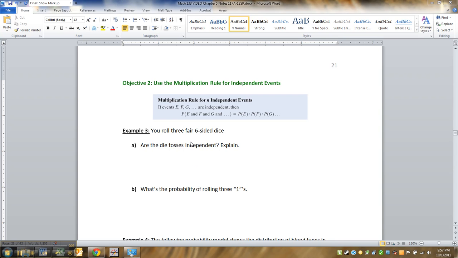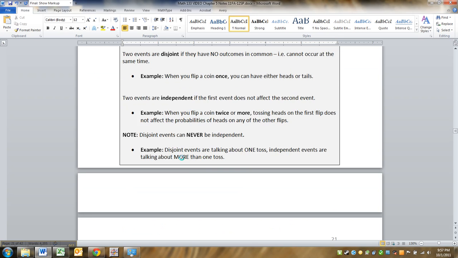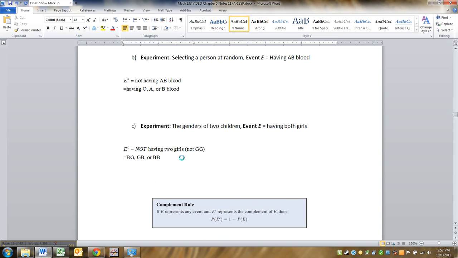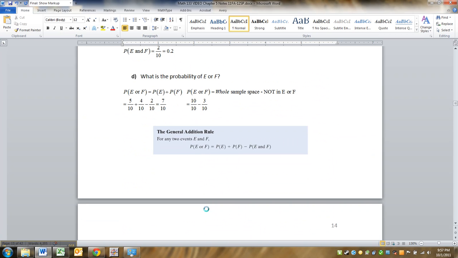Okay, so now it's time to deal with the multiplication rule for n independent events. Now the multiplication rule is how we handle "and." So back in section 5.2, the addition rule is how we deal with the word "or." So when I want the probability of E or F, I want the probability of E plus the probability of F minus the probability of E and F. Okay, so that's how we deal with the "or" one.